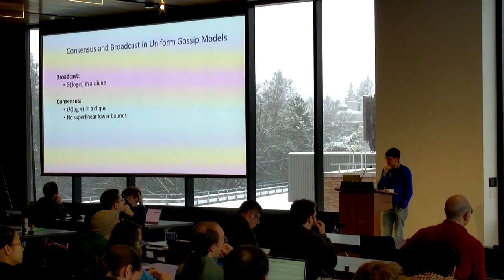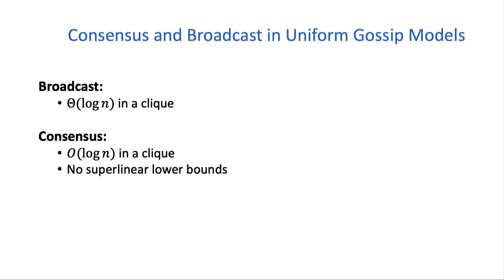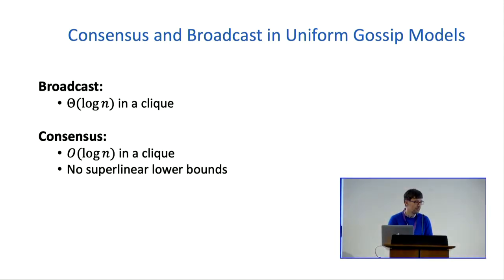For consensus, there are algorithms that take order of log n time in a clique. In general, there are algorithms that match whatever is the performance of broadcast in every graph. But we didn't have any, sorry, I wrote superlinear, what I meant was super constant, we didn't have any super constant round lower bounds for consensus. It wasn't clear that you couldn't do it in 3 rounds or 5 rounds.